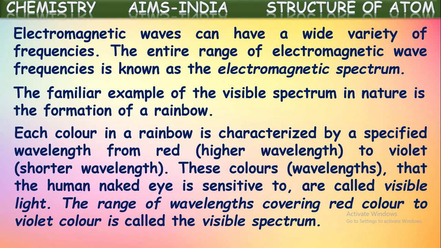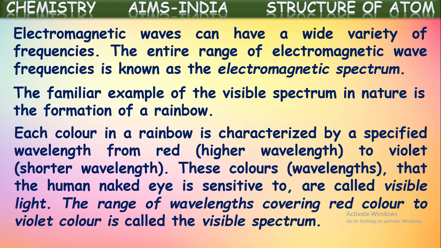Each color in a rainbow is characterized by a specific wavelength and a specific frequency, isn't it? So this wavelength is from red to violet. Each color is represented with some wavelength and particular frequency. This ranges from red color to violet color.